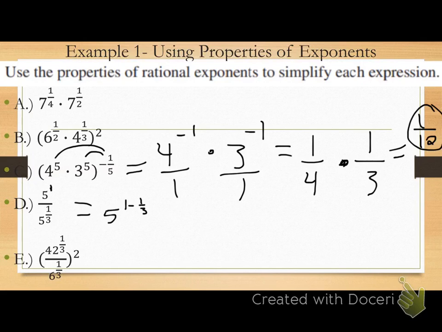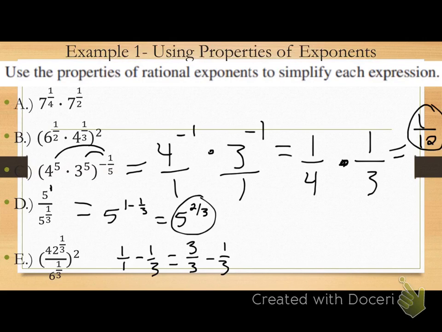Very good. We always do top exponent minus bottom exponent. We're able to do this because they have the same base. They both have a base of 5. So I have a 1 over 1 minus 1 over 3. What's a good common denominator? 3. What's my numerator on my first one? 3. What's 3/3 minus 1/3? So I get 5 to the 2/3.